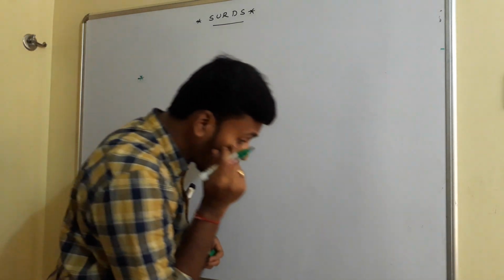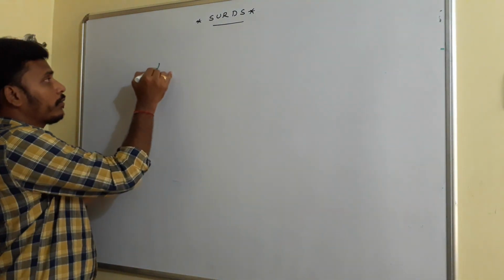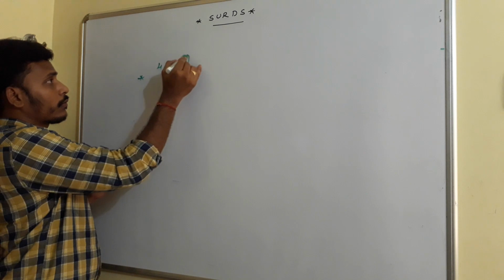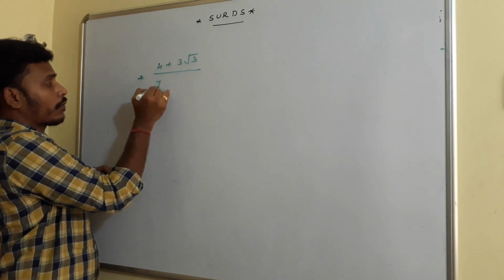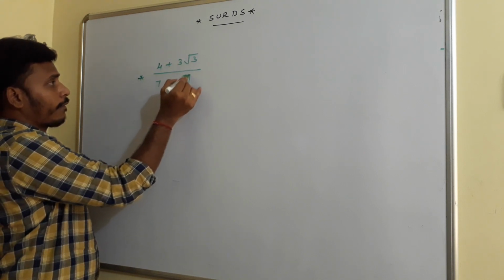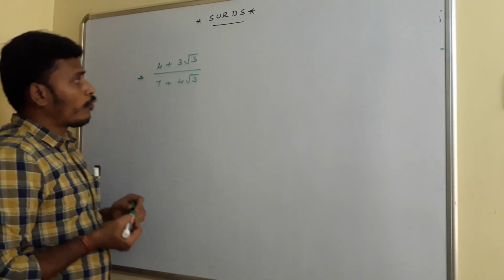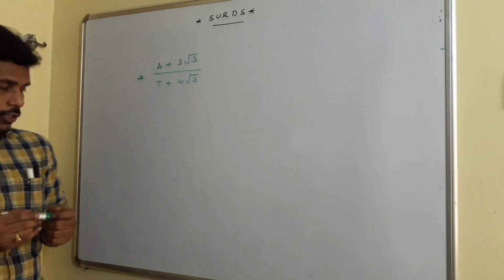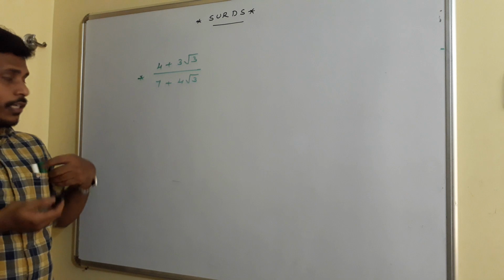What is the problem actually? 4 plus 3 root 3 by 7 plus 4 root 3. What to do? Just look here.